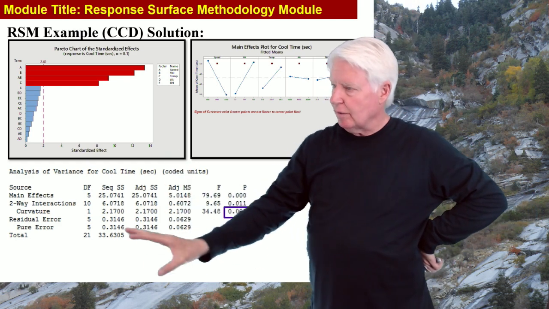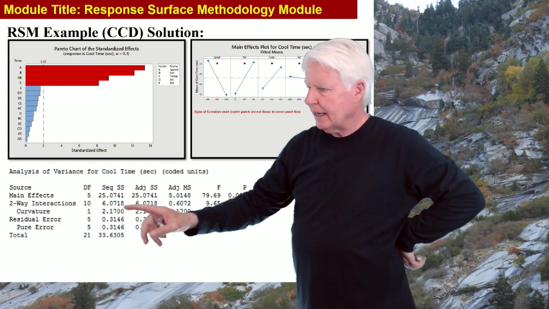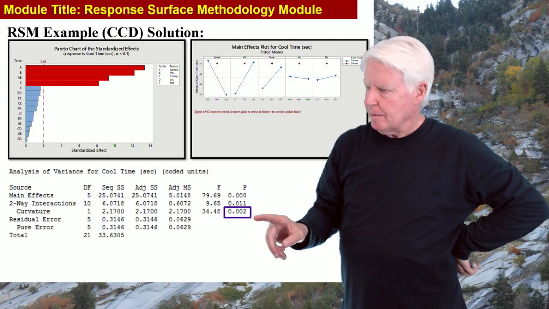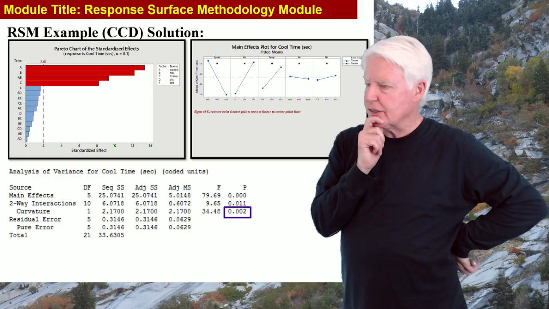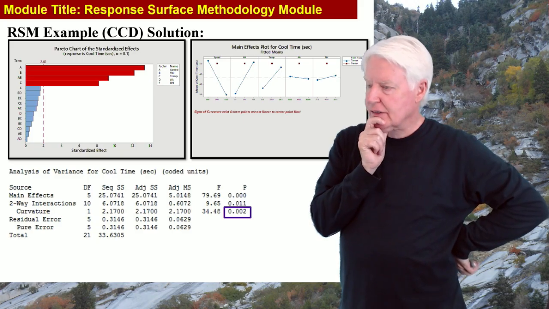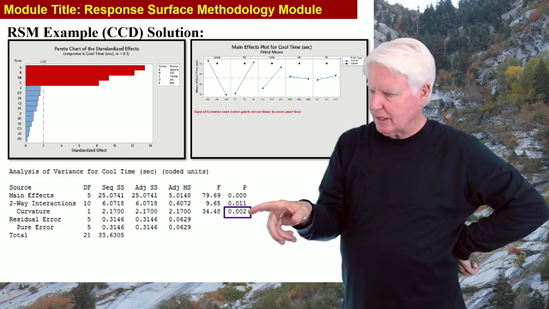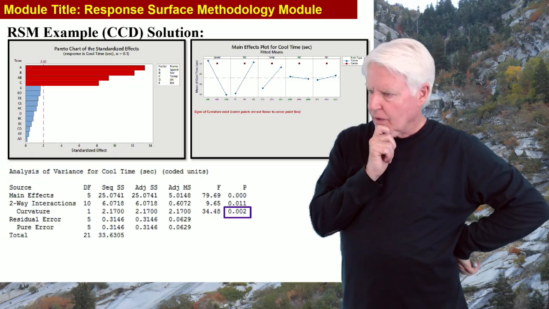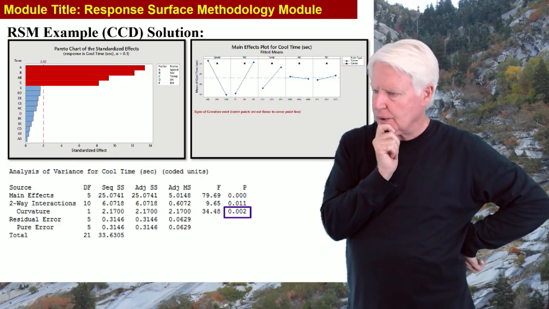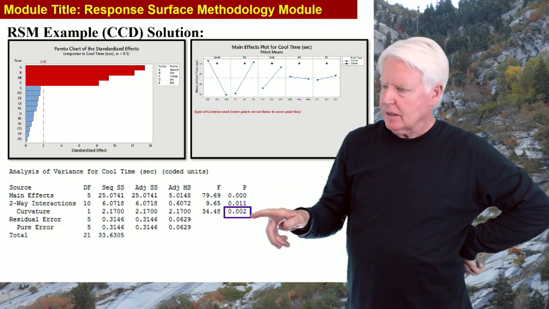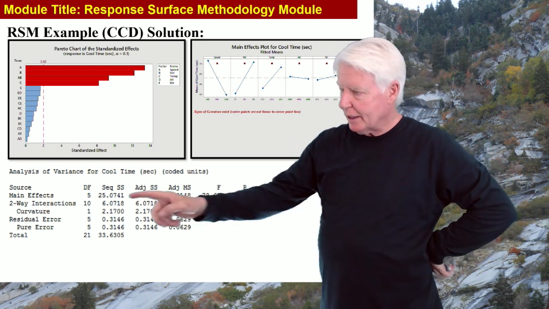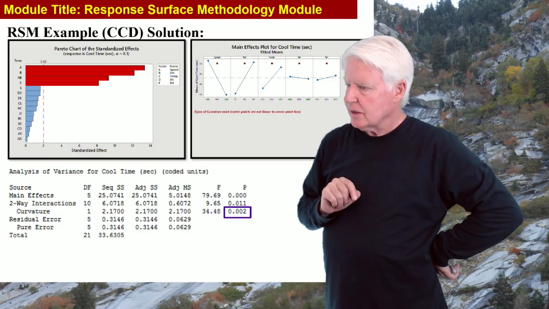And this is the ANOVA, though. We use the ANOVA, and it comes out and says curvature is 0.002, which means there is curvature. The null hypothesis is that there is no curvature, that the curvature equals 0, no change. And this is 0.002, which is 0.2%. So it is statistically significantly different from a flat plane. So we do have curvature on this one. So that's important to know.